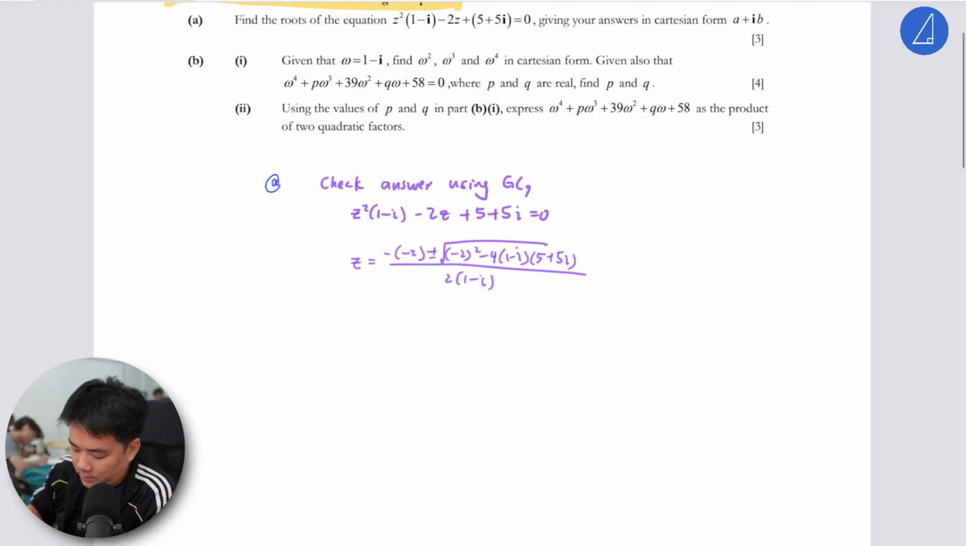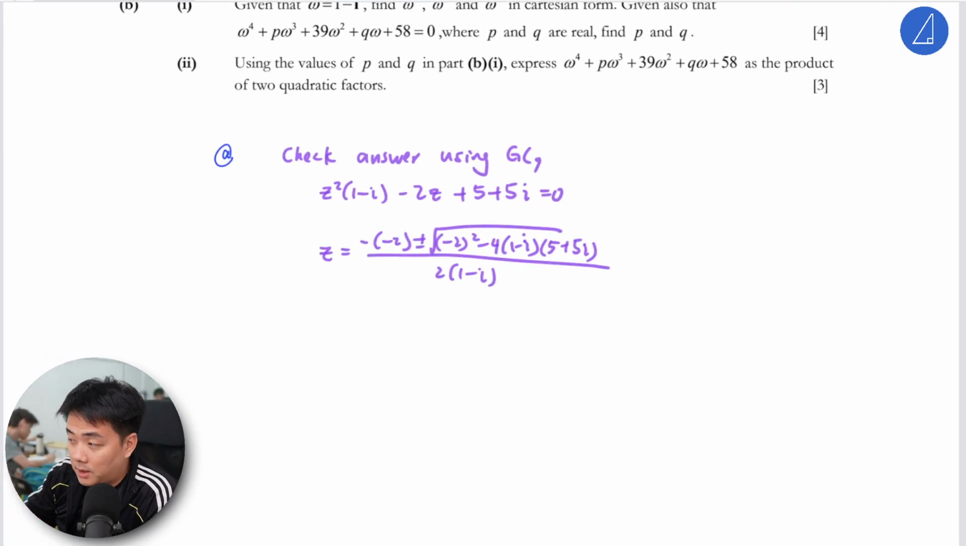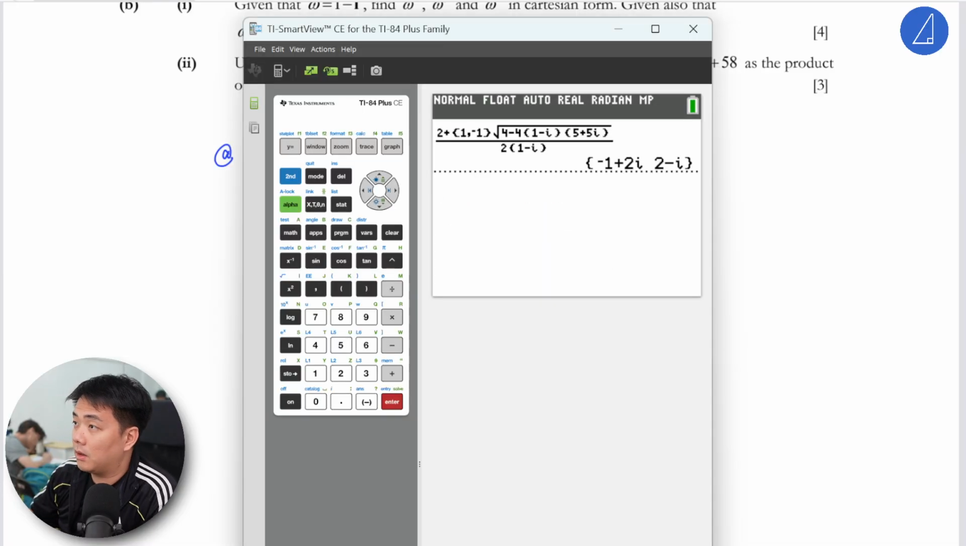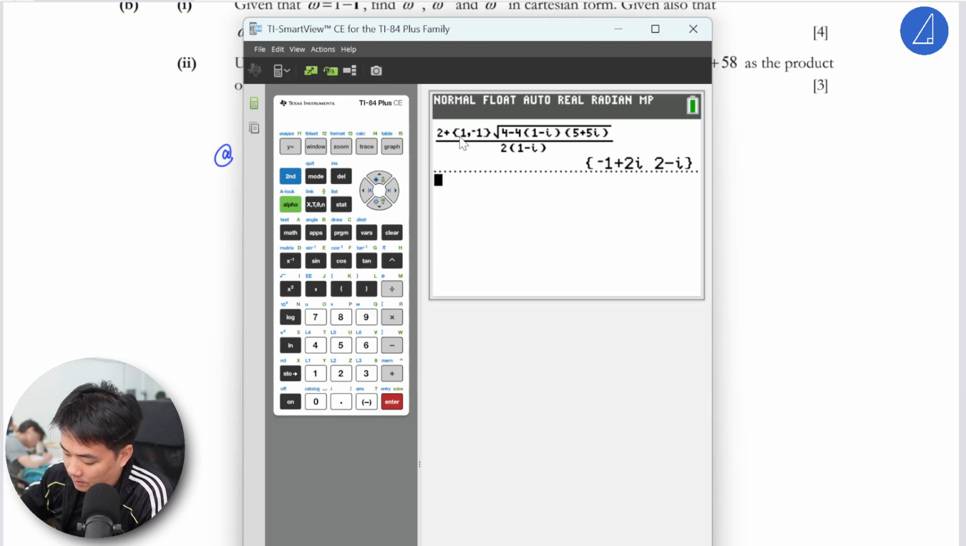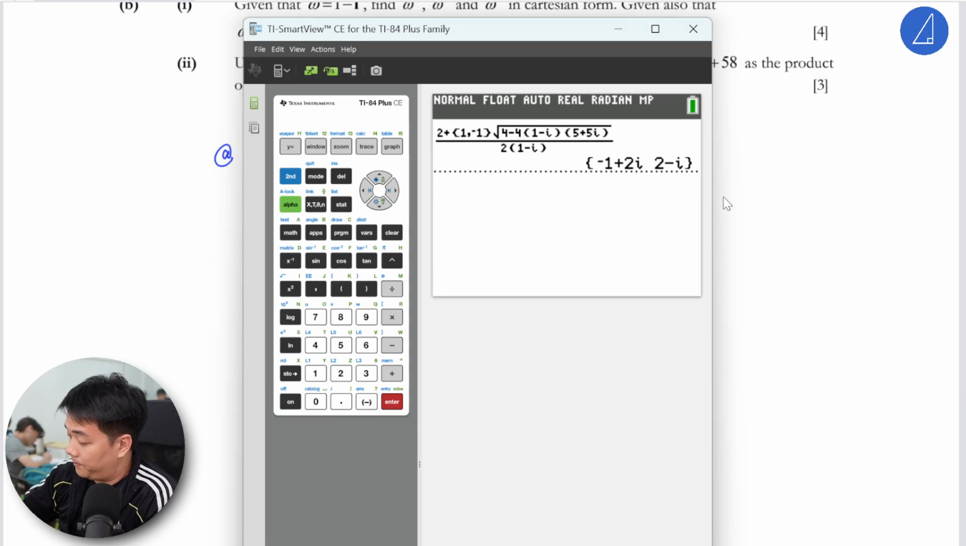Then we're just going to key into the calculator and check for our answer there. Just understand that this is a syntax for plus minus, but if not, you could just key in 2 lines. This is minus 1 plus 2i and 2 minus i. That's what we need to get.